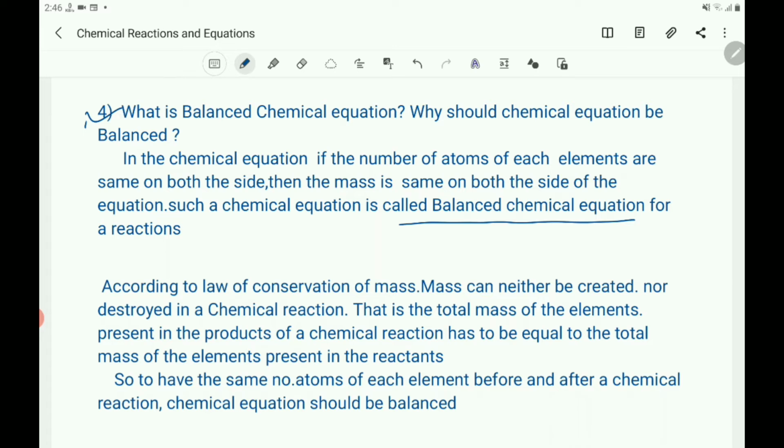So you write, in the chemical equation, if the number of atoms of each element are same on both the sides, then the mass is same on both the sides of the equation. Such a chemical equation is called balanced chemical equation for a reaction.